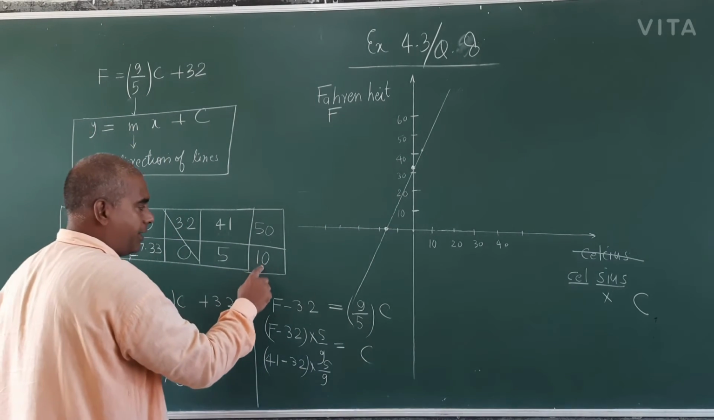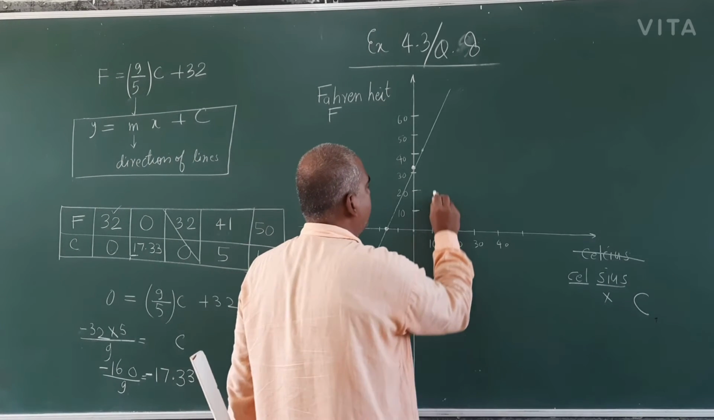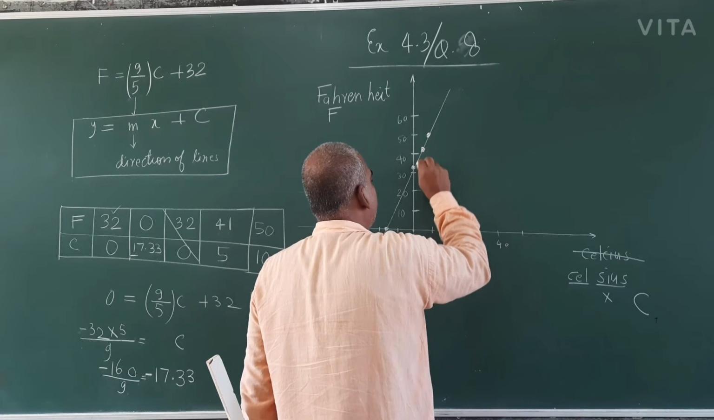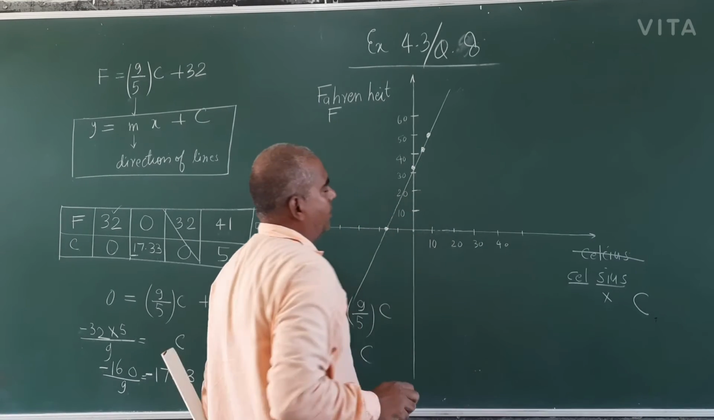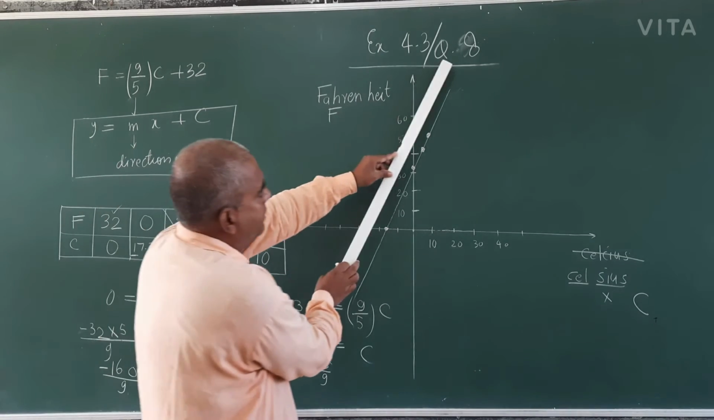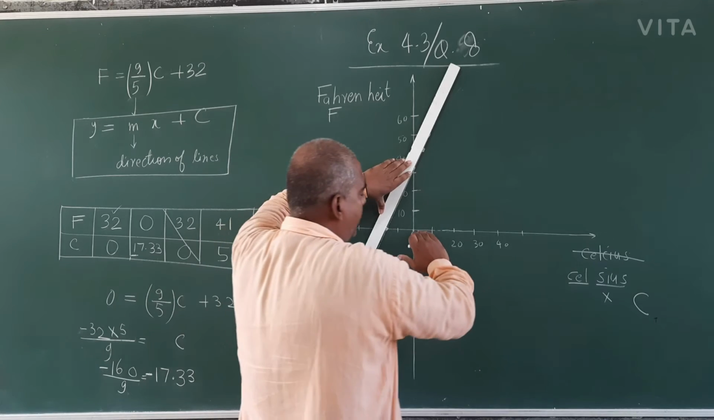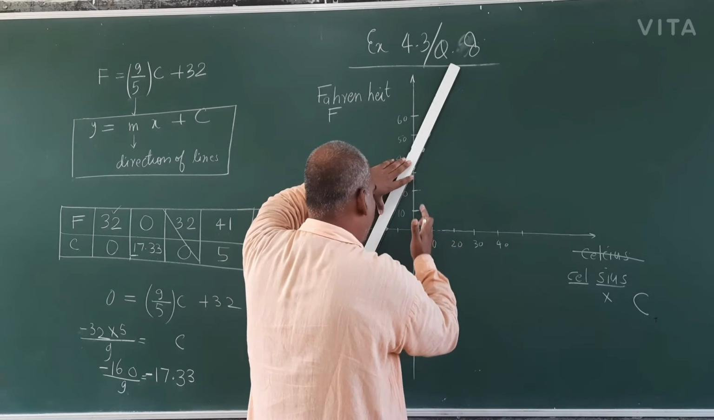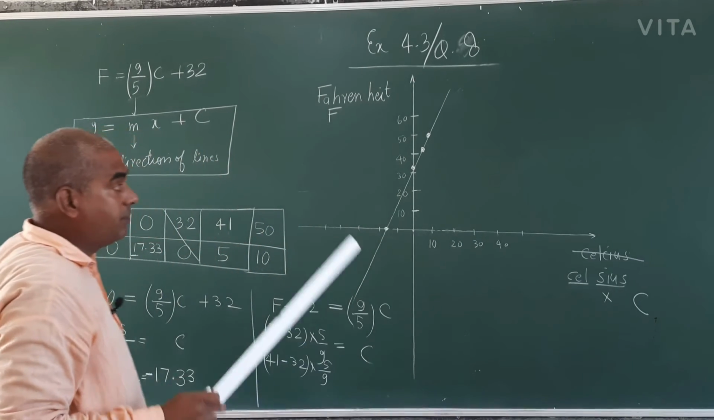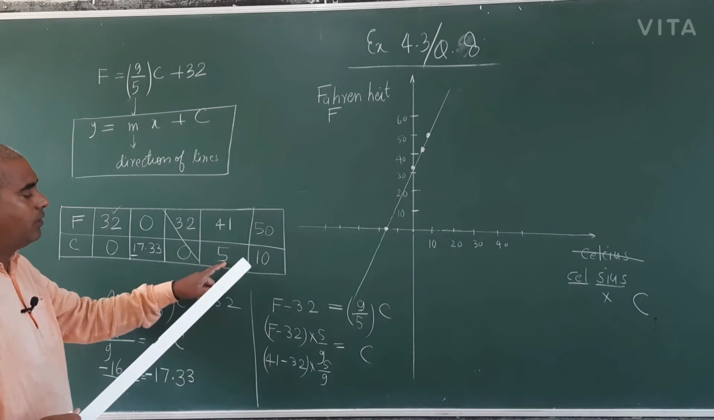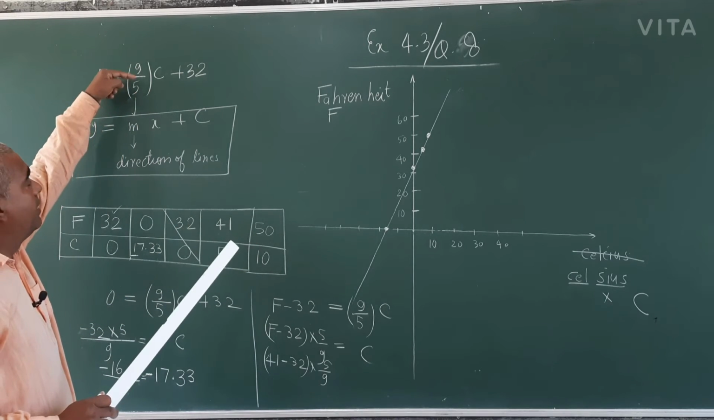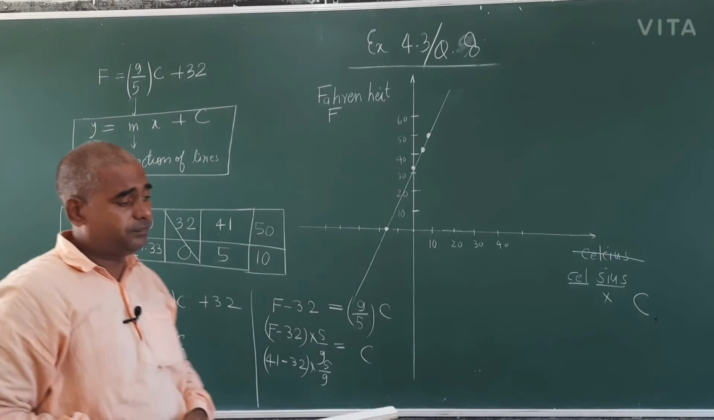And C is equal to 10, this will be 50. When 10, this will be 50 here. This is the point. This is the 41, this is that. So this is the graph. Actually the direction of the line is positive. Positive means when the value of C will increase, the Fahrenheit also will increase. But the changing is different. It is changing here only 5 and you are getting here 9 because the ratio is 9/5. So this is the graph.